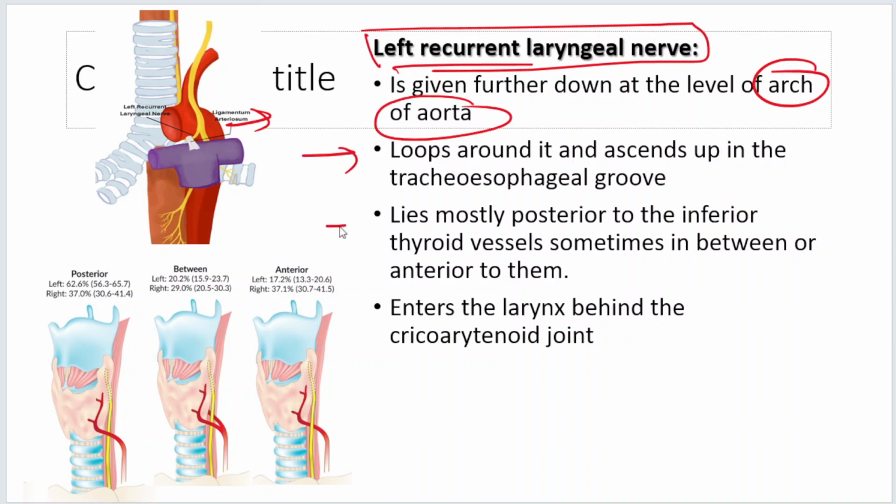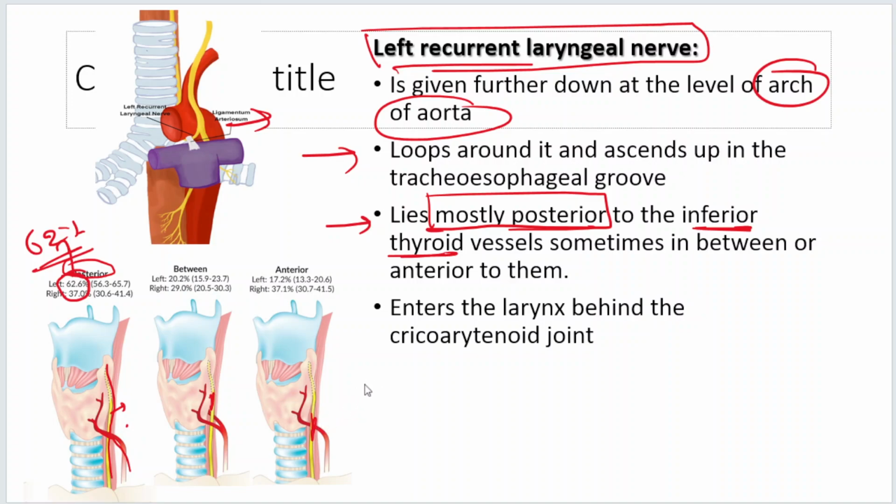As I said, it loops around it, and then here it lies mostly posterior to the inferior thyroid vessels. That's what is written here. This is the recurrent laryngeal nerve. These are the inferior thyroid vessels. It is posterior in 62% of the cases, that is the majority of the cases. Sometimes it can be in between, sometimes anterior. Because of this variation of the anatomy, there is a chance of damaging the recurrent laryngeal nerve when you are ligating the inferior thyroid vessels during a thyroidectomy.